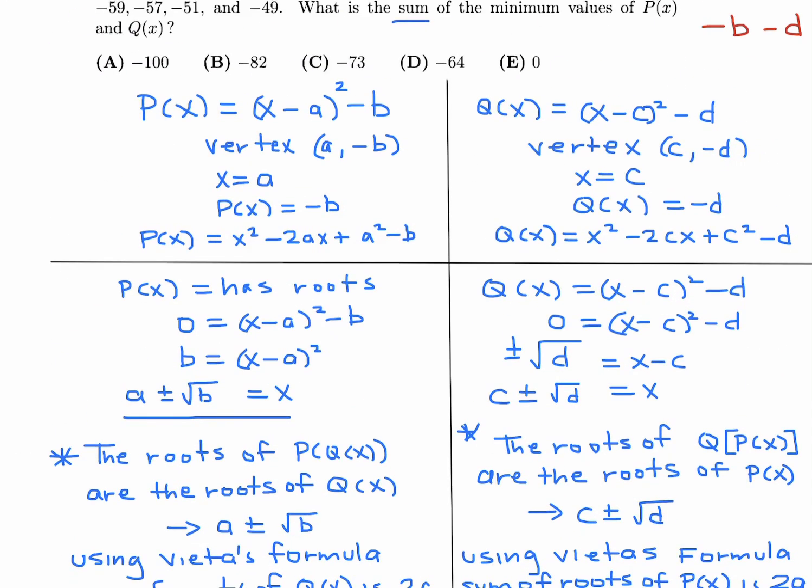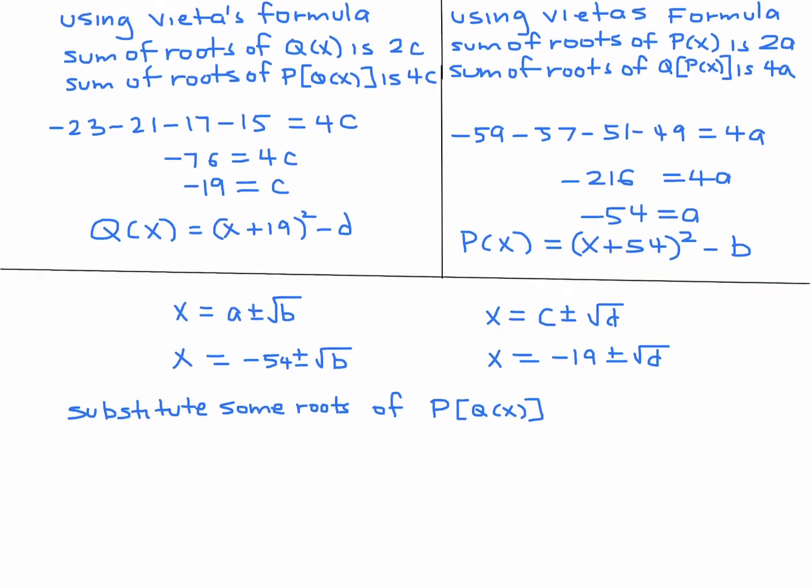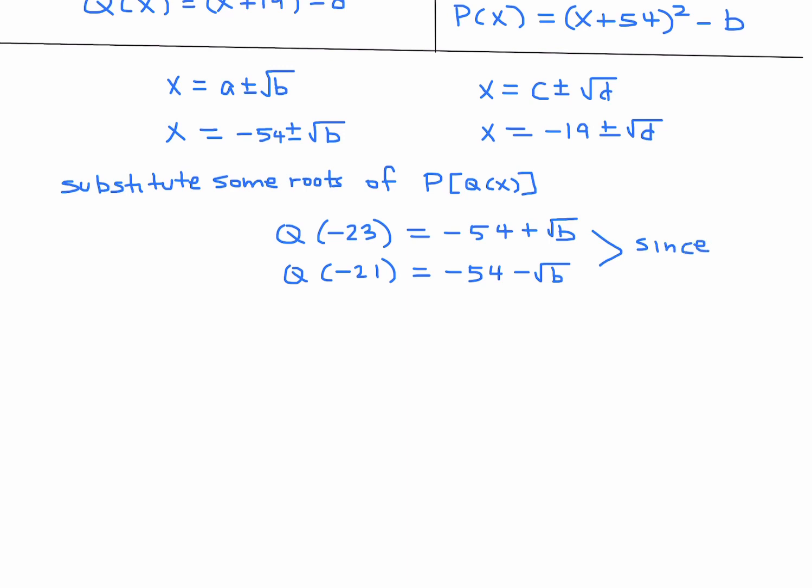So I'll use these two. I think that's sufficient. A couple of roots of p at q at x to figure out numerical values for b and d. So I can substitute, let's say, q at negative 23, and that's going to be equal to one of these, so I'll set it equal to minus 54 plus root b. And then the other one I can choose, let's say, minus 21, and set that to minus 54 minus root b. And this is possible since they tell you in the question that q at x is monic.